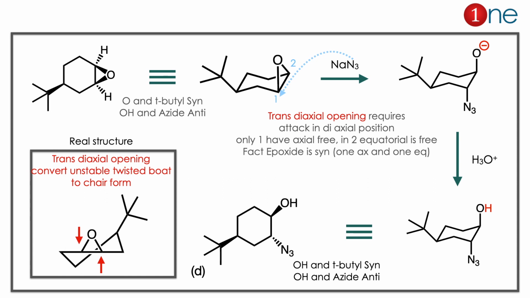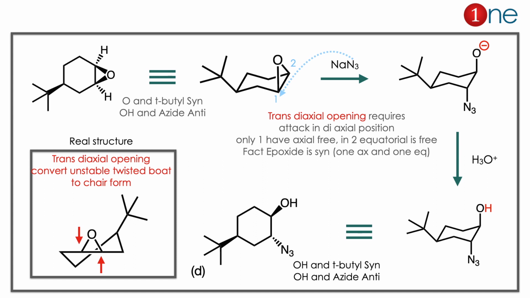The starting material you are having is an epoxide, and you are attacking with acid there. Here the acid can attack any position, 1 or 2, but it will attack only position 1, also from the backside. Why? Because the 1 position is the only axial free position. The epoxide is formed between axial and equatorial.